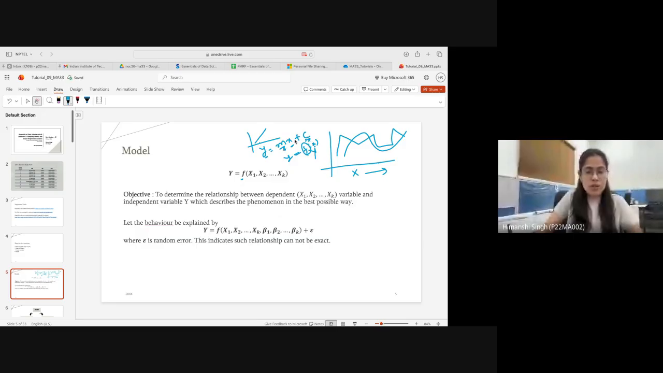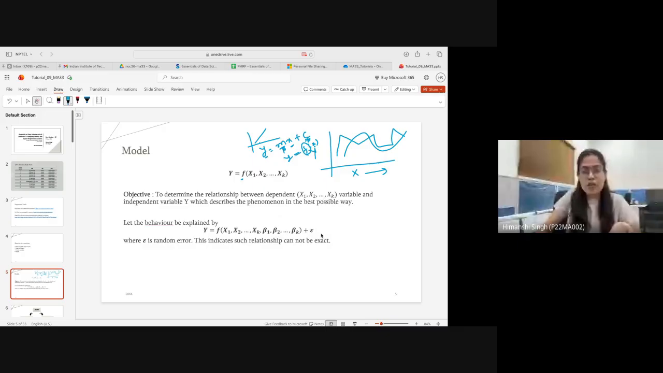Which basically is telling us about the relationship, what this relationship is, and using the values of m and c, we can find out what the line is. Okay, so those are the kinds of parameters we are considering here. So this kind of function: y is equal to f of x1, x2, ..., xk, beta1, beta2, ..., beta k, plus epsilon. Now what is this epsilon? Basically, it is the error. Okay, there may be some error.